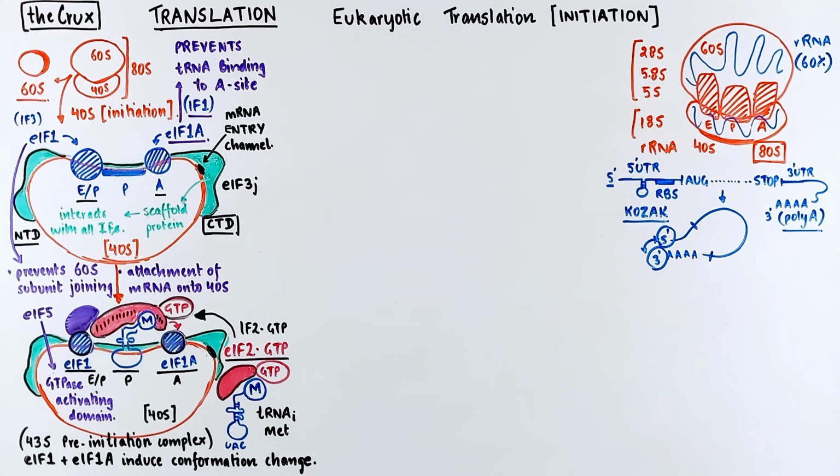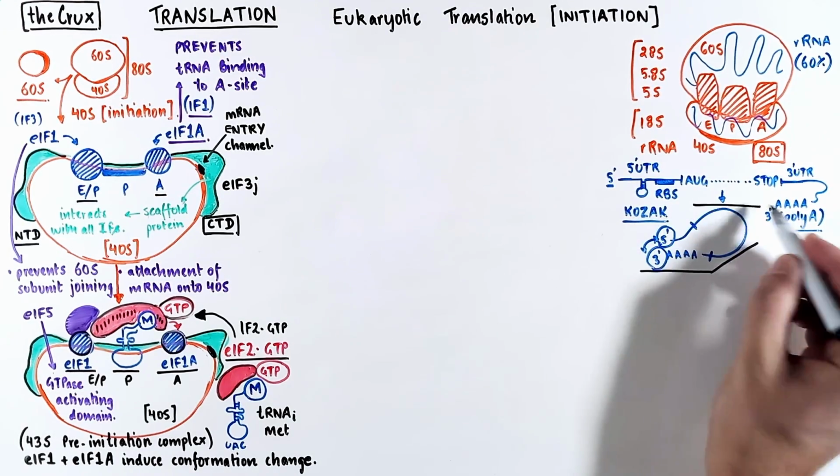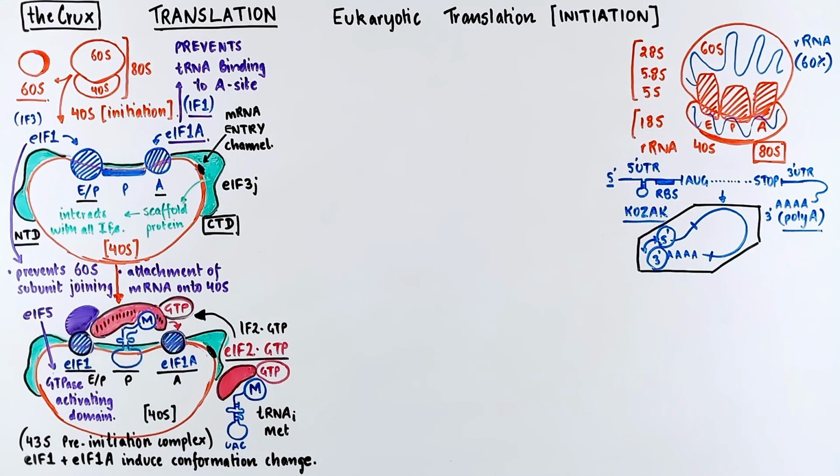But this mRNA has to undergo specific steps before it can get recruited. And these steps involve the interaction of the 5' and 3' end of the mRNA. We quickly glossed over this step earlier, but now let's get a bit concrete and look at the details.